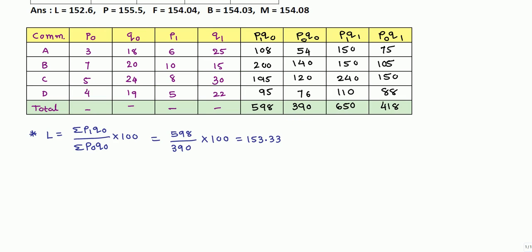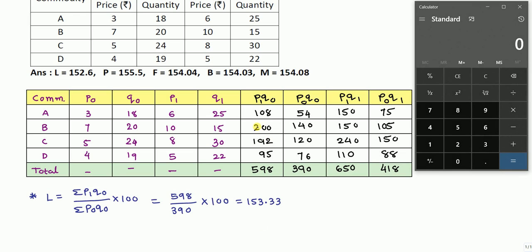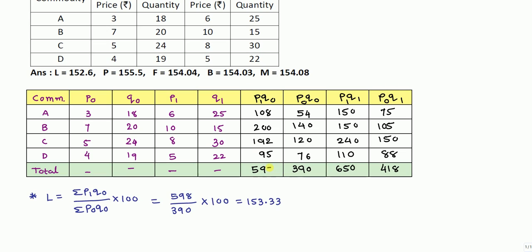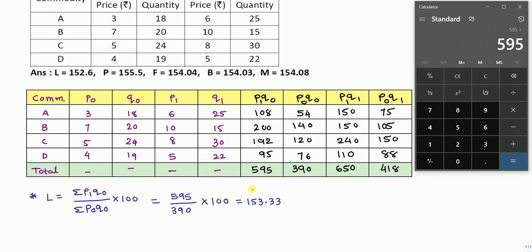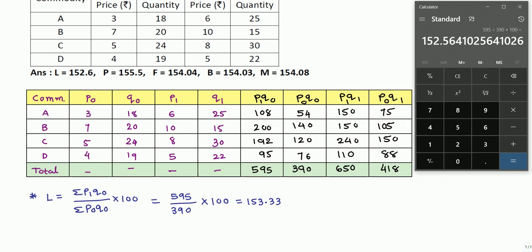Okay, so check the 152.6. There is some mistake. Wait, let me check. See here we made one mistake. 24 into 8 is actually 192 and I wrote 195. So what is the new total? 108 plus 192 is 300, plus 95. It is 595. Okay, now substitute 595 instead of 598. 595 divided by 390 multiplied by 100 is equal to 152.56, and here 6 is given. It is okay. 152.56.